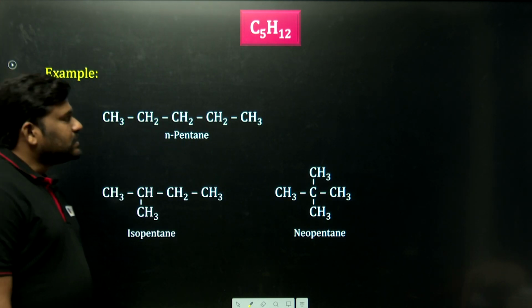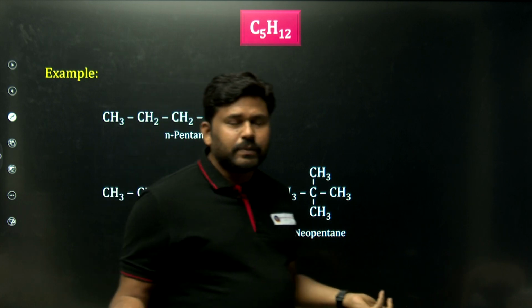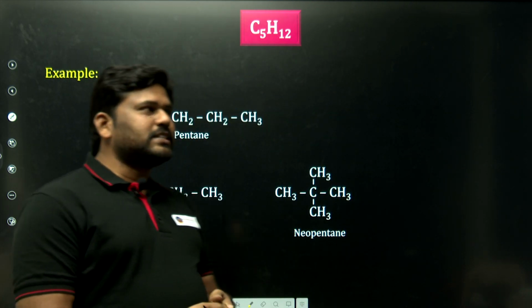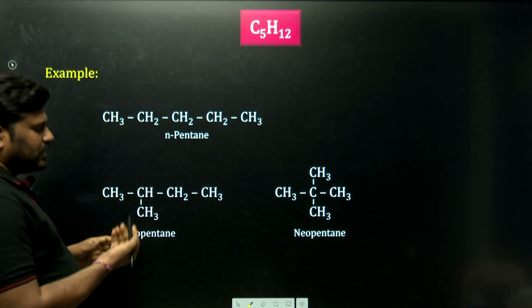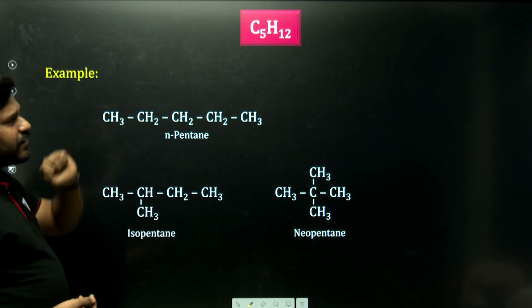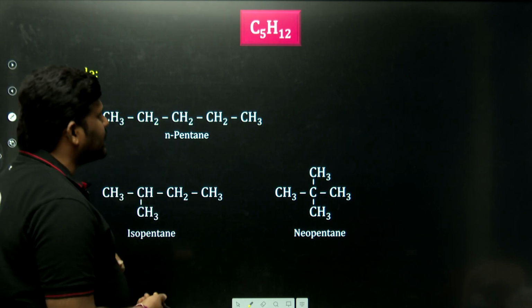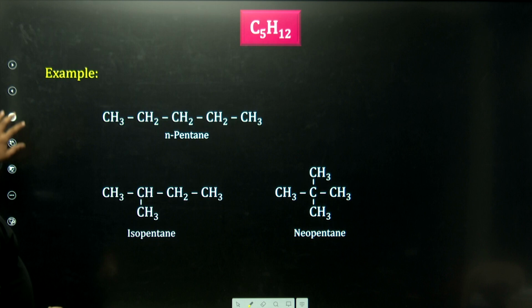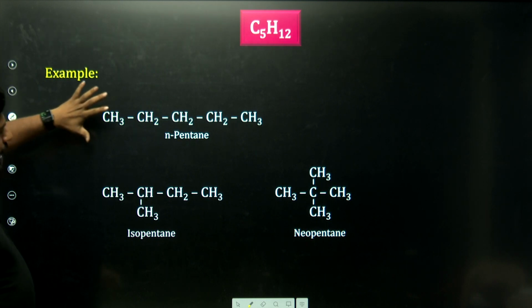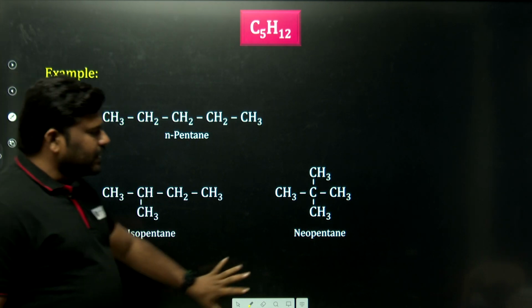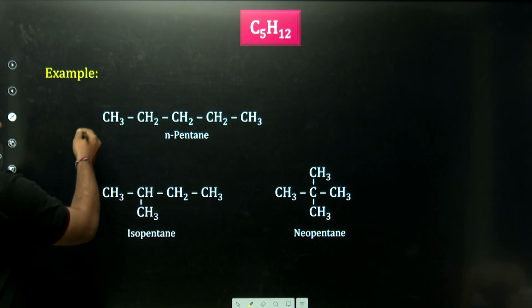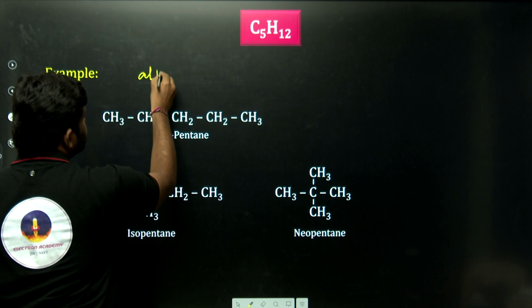Number 2. Sir, alkanes okay, will alkenes exhibit chain isomerism? Yes, alkenes also exhibit chain isomerism. I'll explain with one example, C5H12. This is also an example for alkane only: N-pentane, isopentane, neopentane. Another example for alkanes.